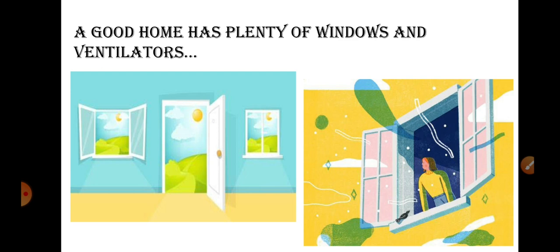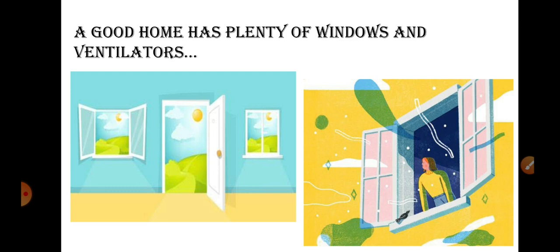So to remove all these things you need good ventilators, that is good windows and doors, from where this stale air, basi hawa, can go out and fresh air can come in. See, in the morning, the first thing your mother must be doing is opening all the windows, right? Why? Because fresh air and sunlight should enter your house.